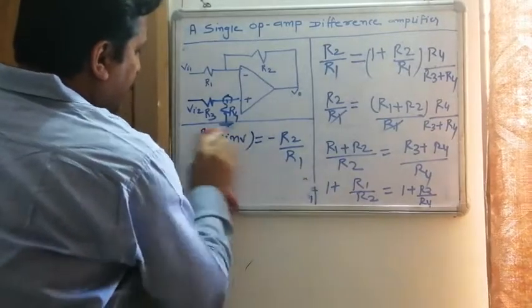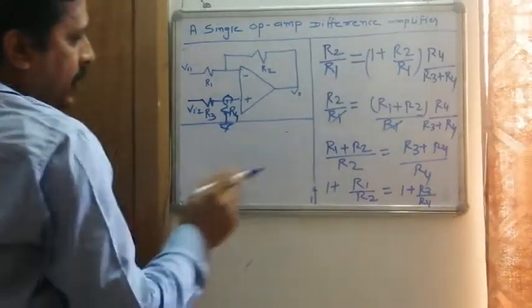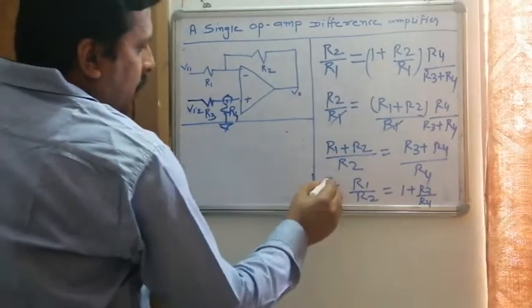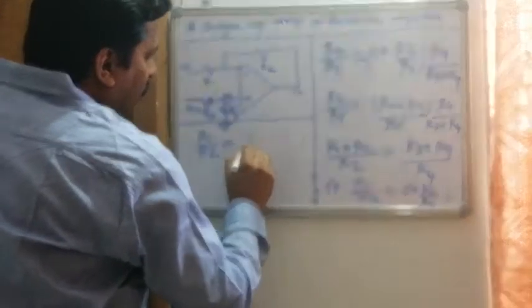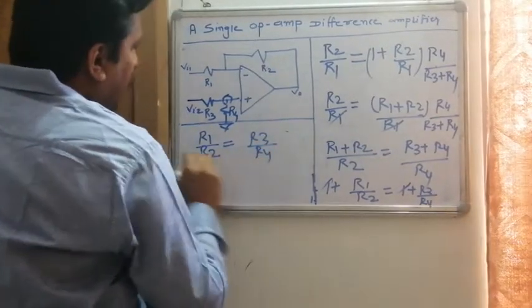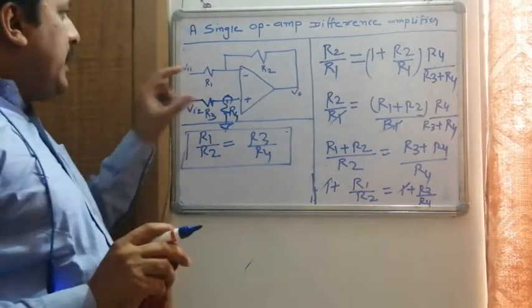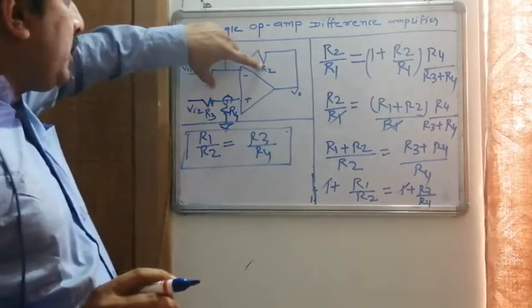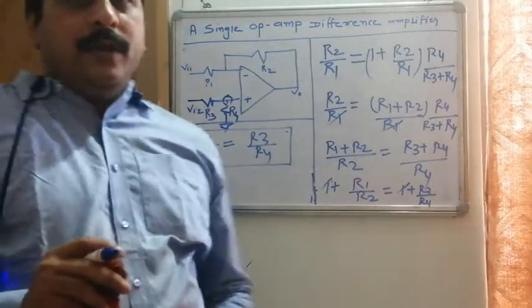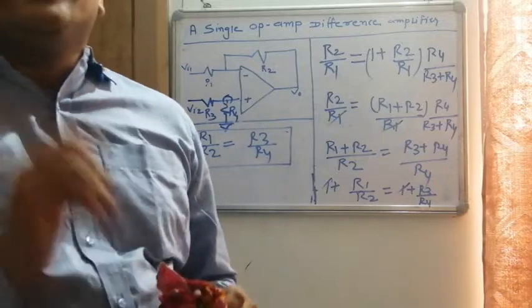So just see it. One will cancel out. We can write R1 by R2 is equal to R3 by R4. So here we have got a very important relation between the resistances R1, R2, R3 and R4. If the ratio of these two resistances is equal to the ratio of these two resistances, we can say it will work as a difference amplifier.